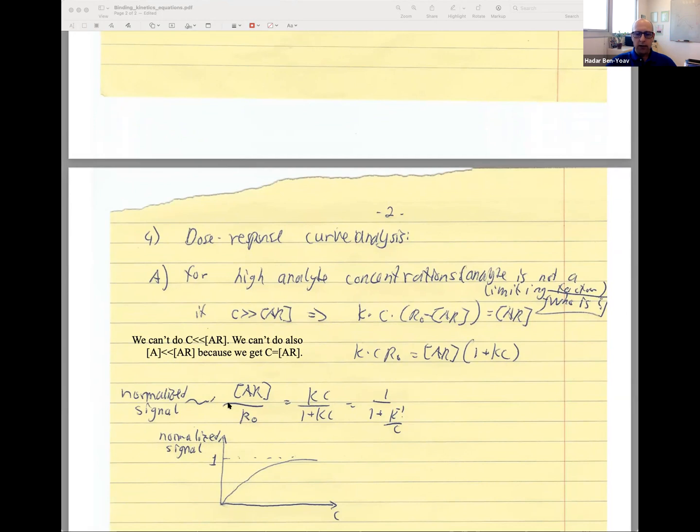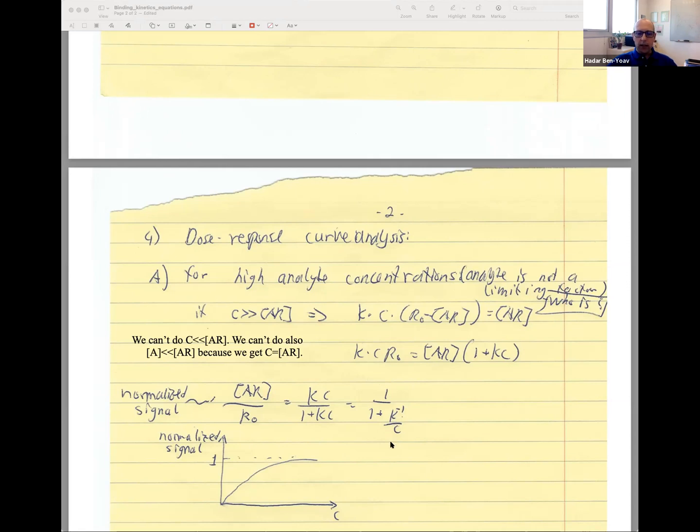So if we have high concentration of analyte, we're going to see a signal that is dependent on the concentration and looks like this kind of equation with C. Okay, so questions so far?